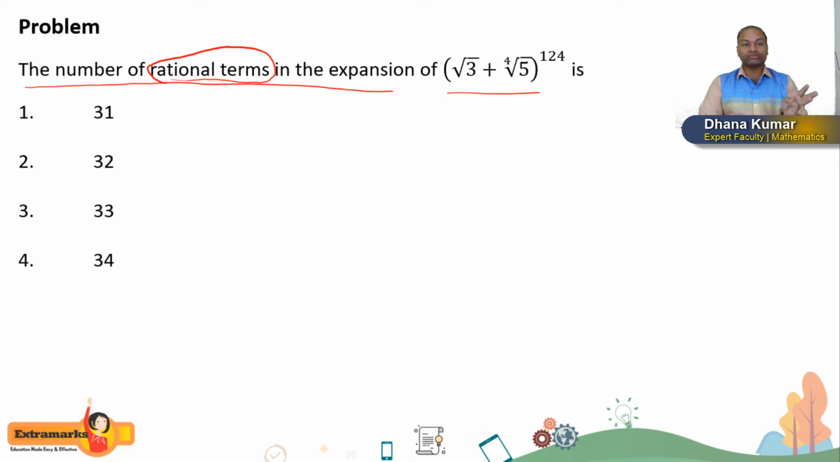What are the three models? First, calculate the number of rational terms. Second, the number of irrational terms. Third, the sum of rational terms. These are the three models in this concept.